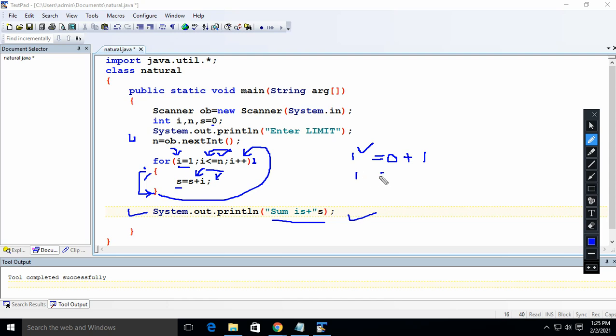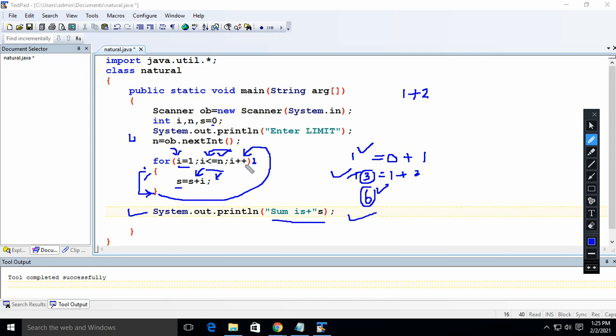s equals 1 plus 2. So what is happening? Now it becomes 3. So what is the current value of s? 3. So 1 plus 2, that you know, is 3. So it is happening the same way. Next time i would be 3.